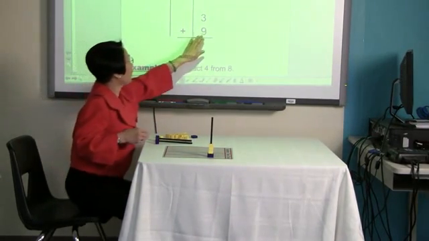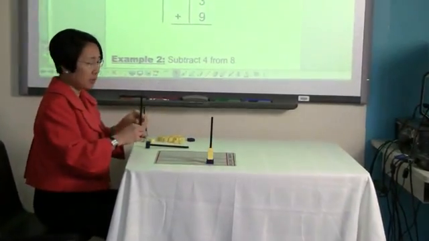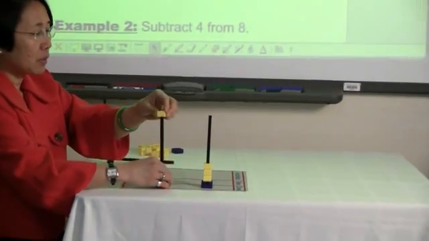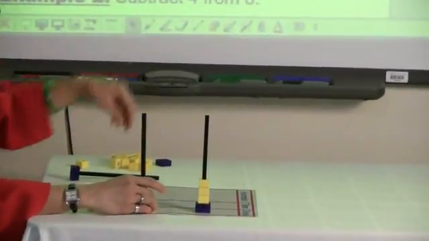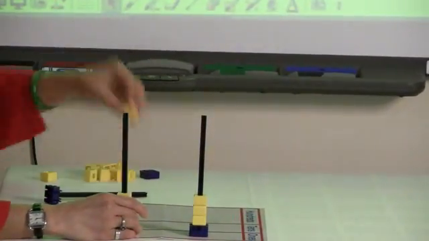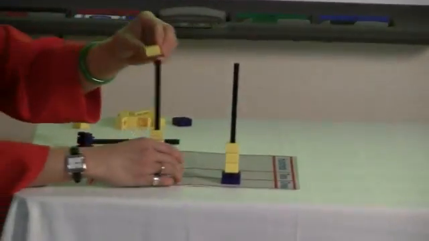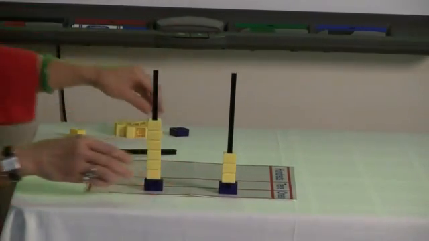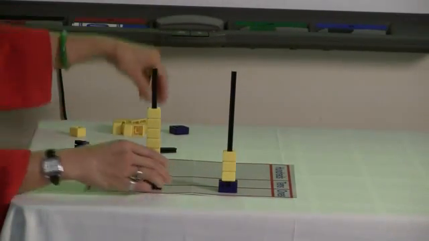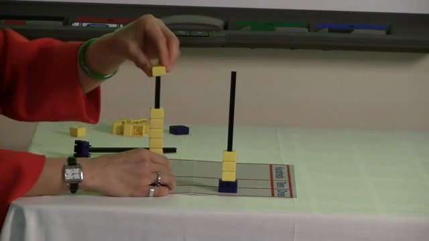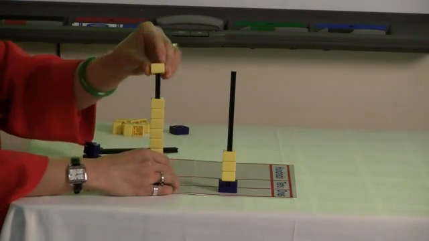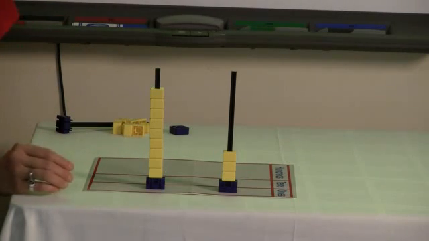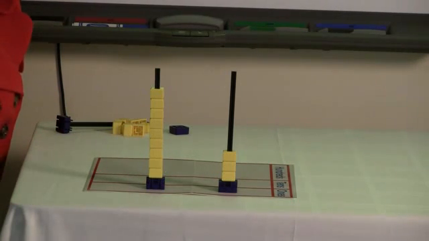So now I want to add 9 to that, so I'm going to take 9 out. Here is an empty peg, so I need to build the 9 cubes. So I'll have 1, 2, 3, 4, 5, 6, 7, 8, and 9.